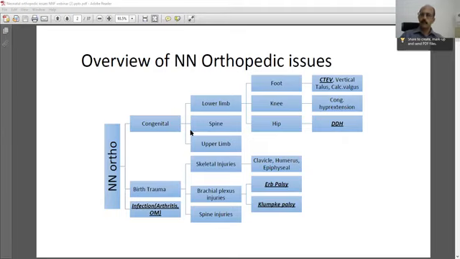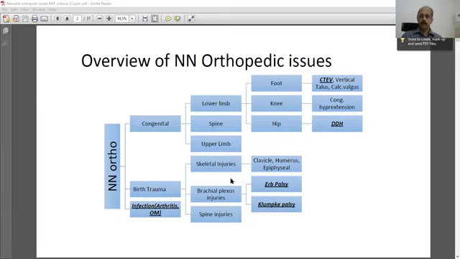For a neonatologist, of interest would mainly be the lower limb, and in that we would be more focused on the hip, the DDH, and the foot for CTEV, vertical talus, or other foot abnormalities. Sometimes the knee for its congenital hyperextension. As far as birth trauma is concerned, skeletal injuries, brachial plexus injuries, and spine injuries are important.